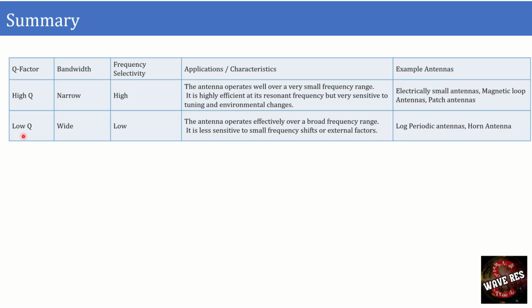In the case of a low Q antenna, it has wide bandwidth. That means frequency selectivity is low, as it has a wide range of resonant frequencies. The antenna operates effectively over a broad range of frequencies. It is less sensitive to small frequency shifts or external factors, because even if there is any manufacturing issue, as it is operating in a wider frequency range, the detuning effect will be very less. Examples are log periodic antennas and horn antennas.